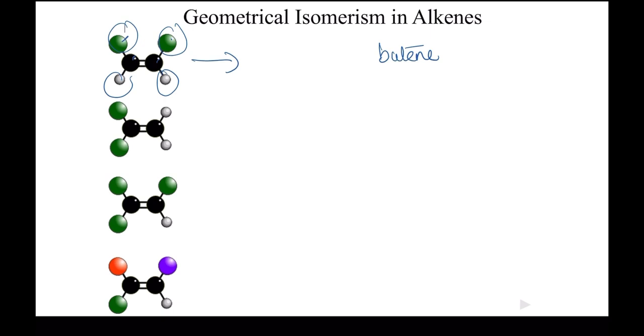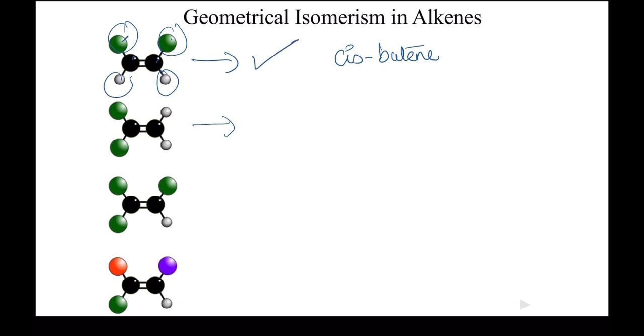And because the groups are on the same side, we're going to call this cis butene, right? And if I had trans butene, they would be on opposite sides. Okay, let's look at the second one here. Is this a geometrical isomer? So this is a geometrical isomer, so we can put a tick there.